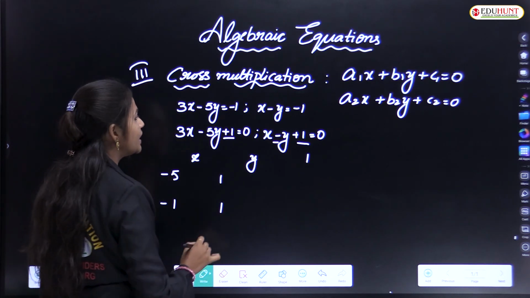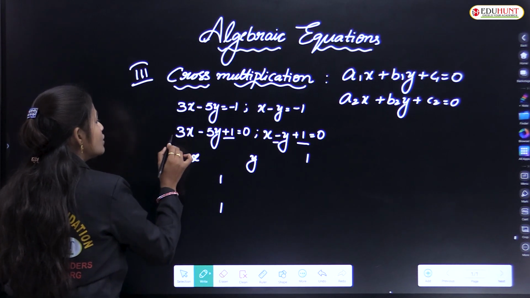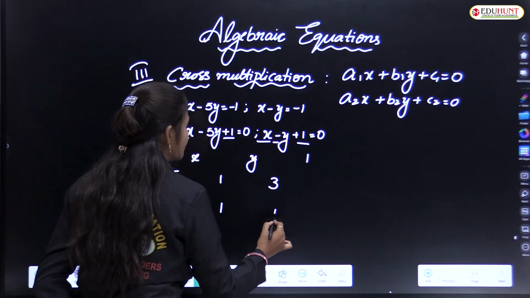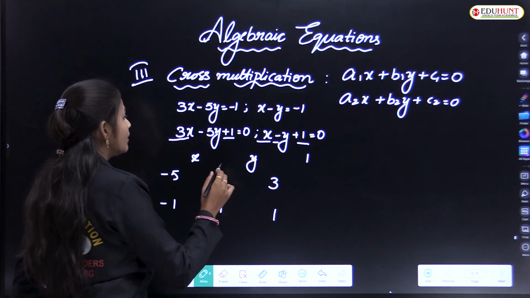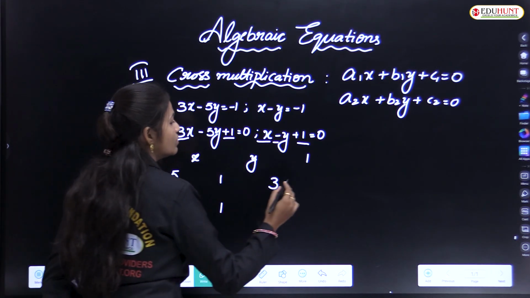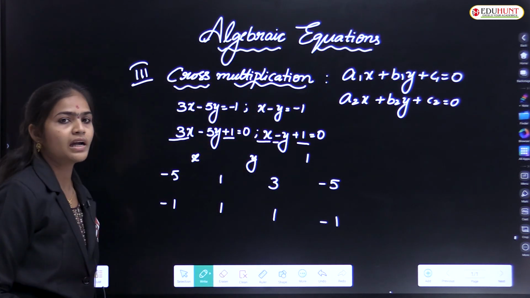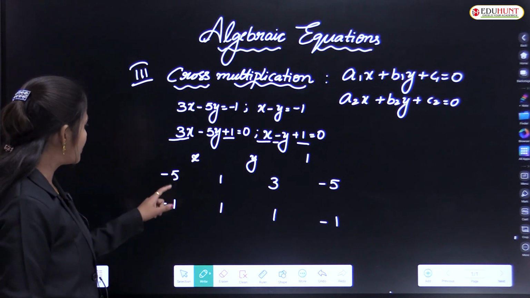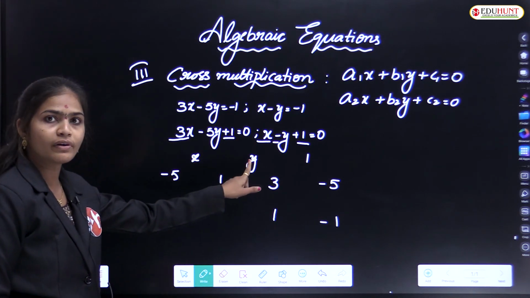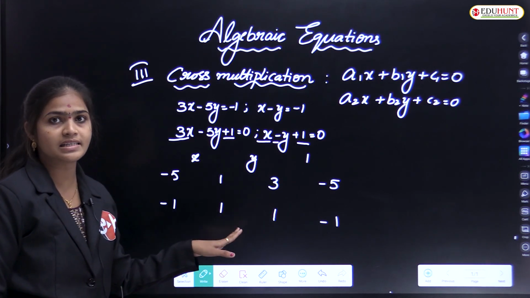Constants completed. Next, for y we need to write the x coefficients, no? What is the x coefficient here? 3, and here the x coefficient is 1. Now again we need to write the y coefficients, that is minus 5 and here minus 1. So we write the coefficients like that. First we eliminate the x coefficient, next we eliminate the y coefficients, and next we eliminate the constant terms.